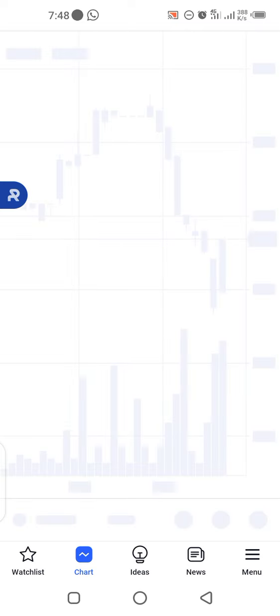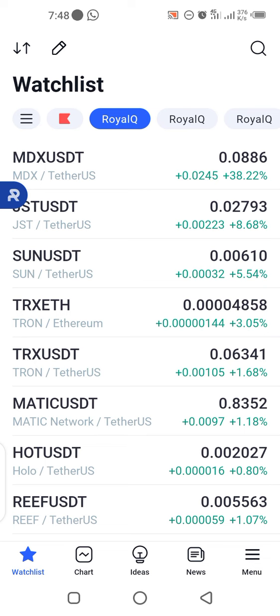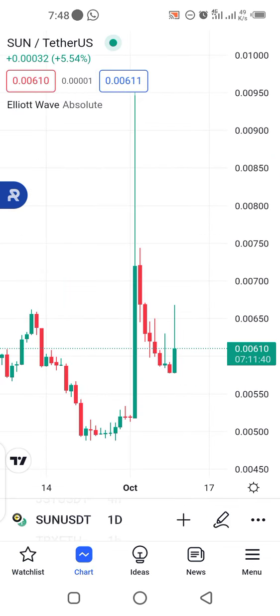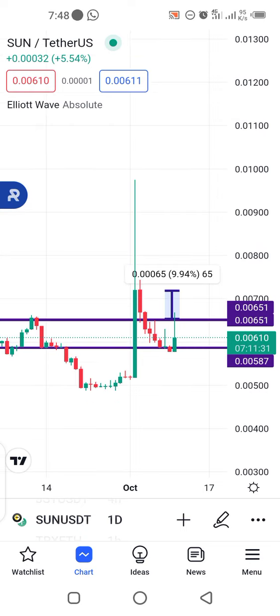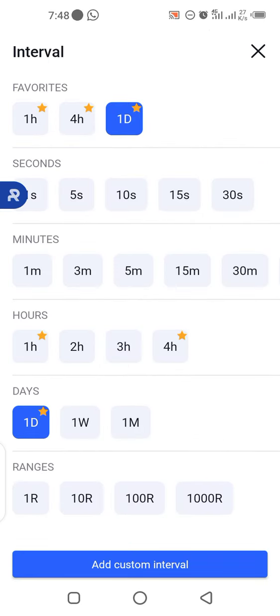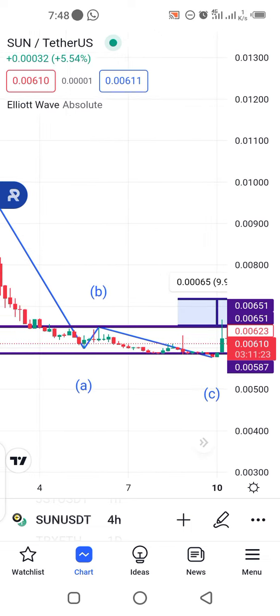There's a challenge with my TradingView, but in other areas you might find an A, a B, and a C. Let's see if we can find any. Let me use Sun. You can find an A, B, and a C. Okay, here is an A, B, and C.